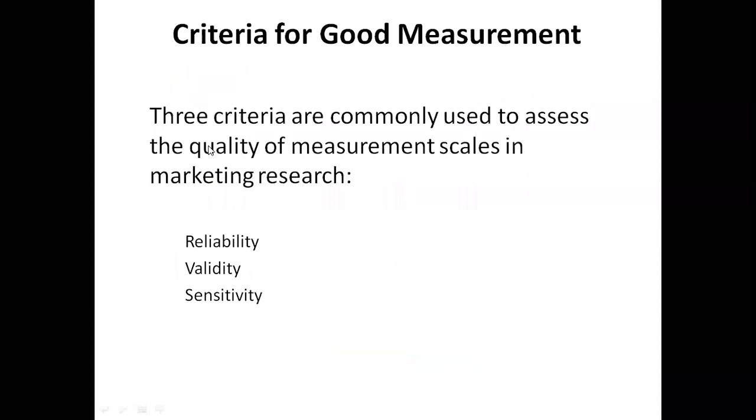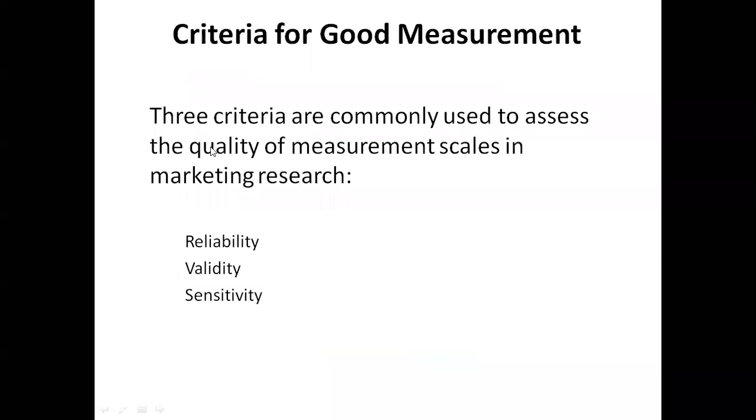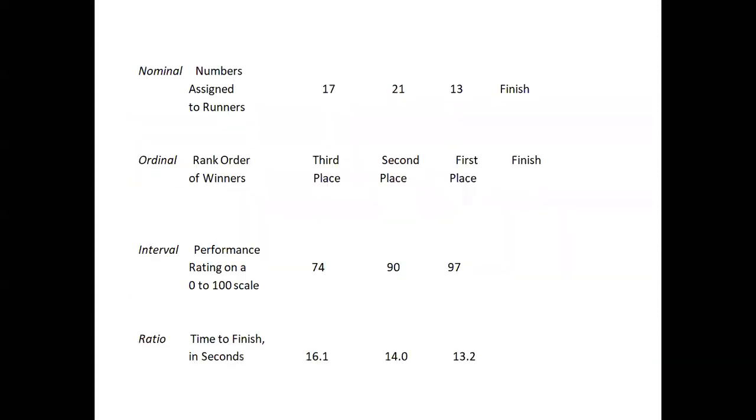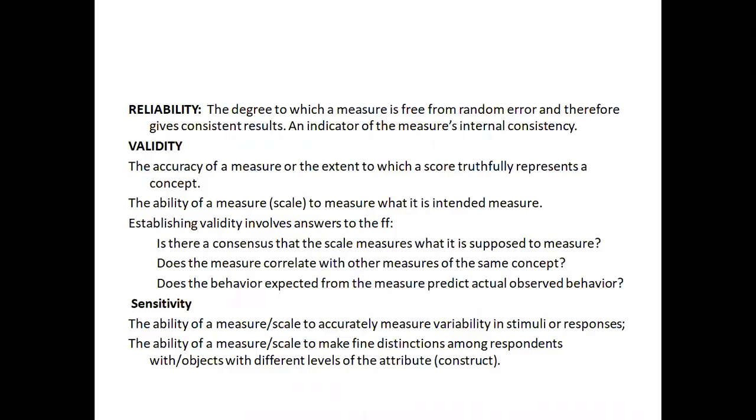Now we'll see criteria for good measurement. So what is the criteria for choosing a good measurement and how should a measurement be? Three criteria are commonly used to assess the quality of a measurement scale in marketing research or business research. They are reliability, validity and sensitivity. So what are these? Reliability, validity and sensitivity. Let's see one by one.